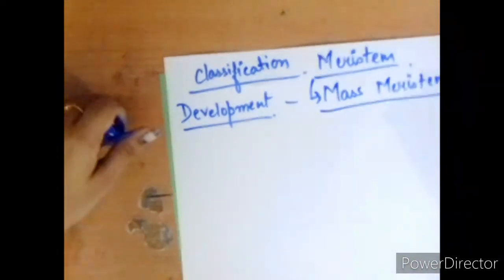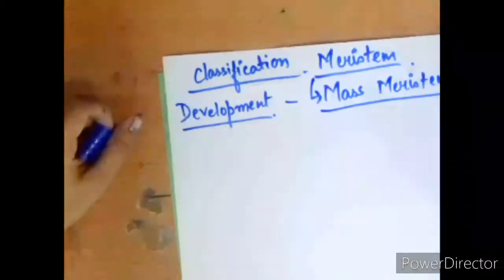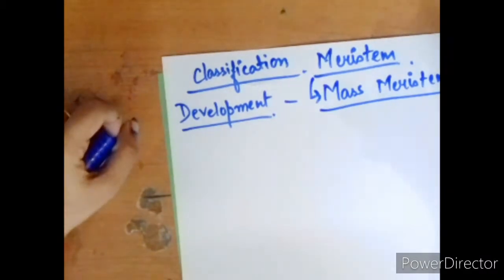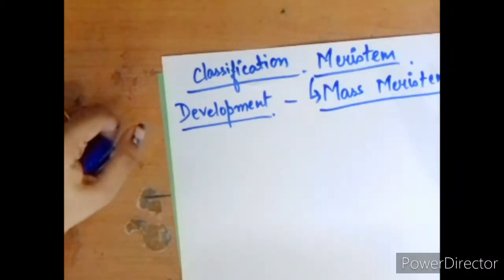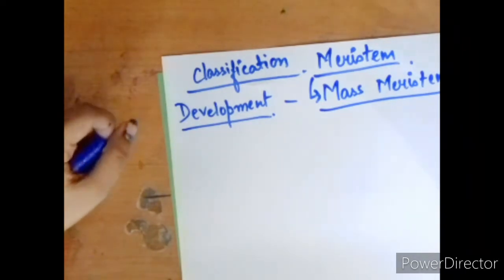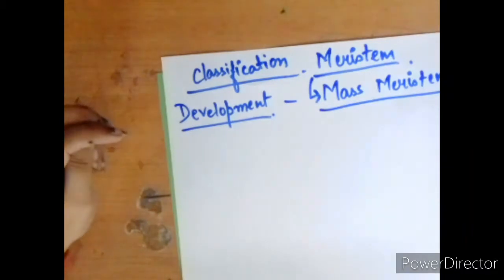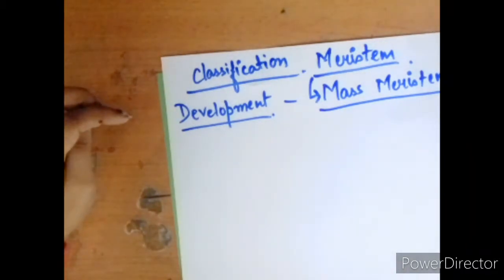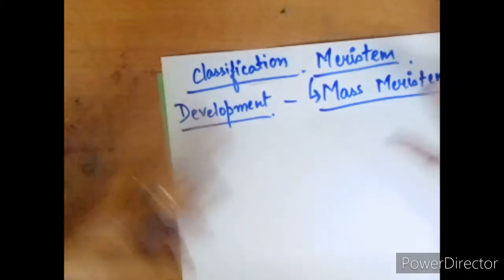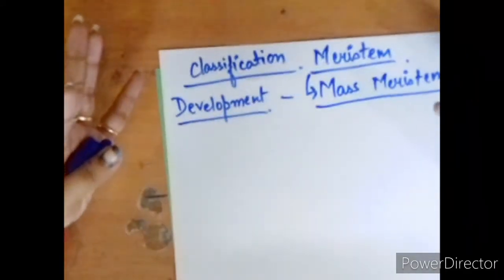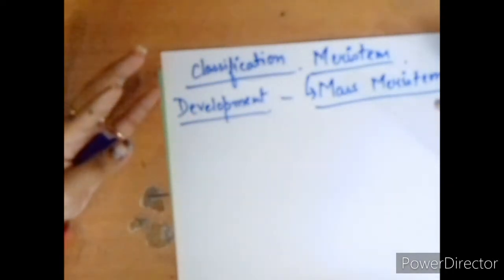Now what is actually mass meristem? They are present in the embryo. Embryo means when fertilization takes place between the egg and the male gamete, and there is embryo formation in the seed. In a young embryo at an early stage of development, all the cells are potentially capable of dividing. So these are known as mass meristem.